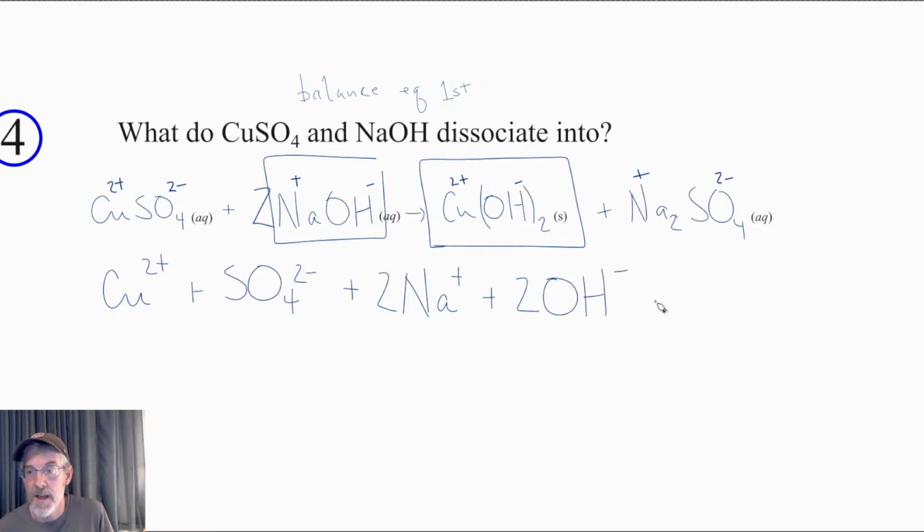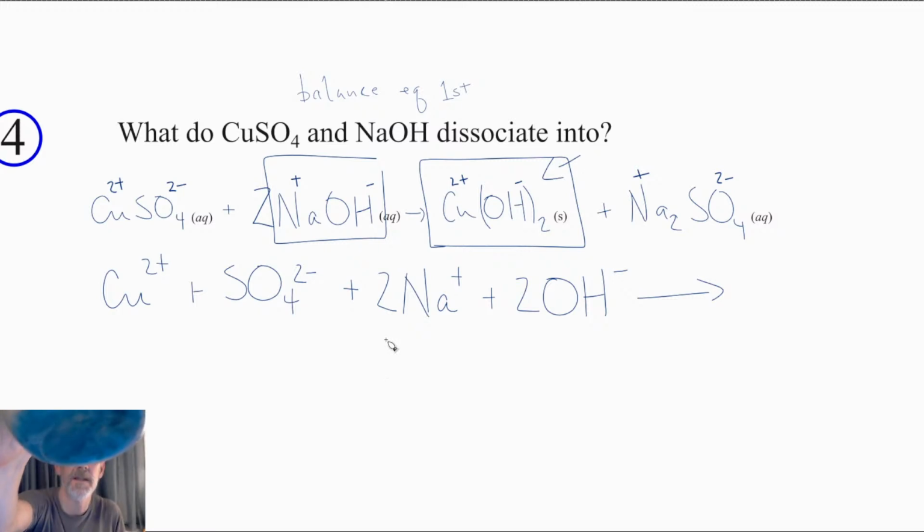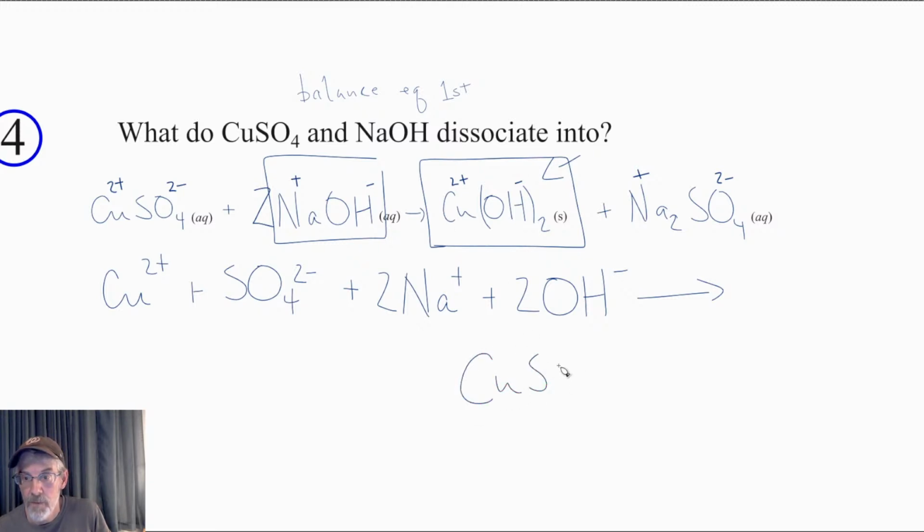So 2 hydroxide ions. And then over here, don't split the solids up, because at the bottom of our beaker, that's where it's at. It's not split up. It's not dissolved. It's actually a solid. So we've got our copper 2 hydroxide. Whoops, that's copper 2 sulfate. Copper 2 hydroxide. That stays together.